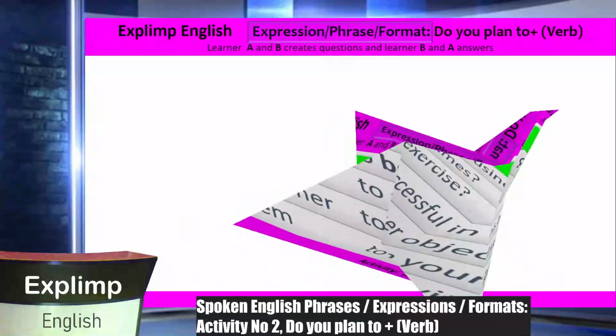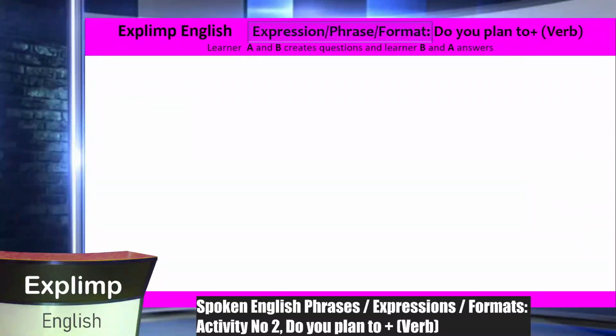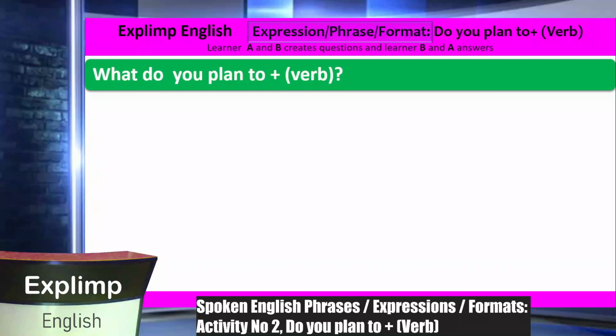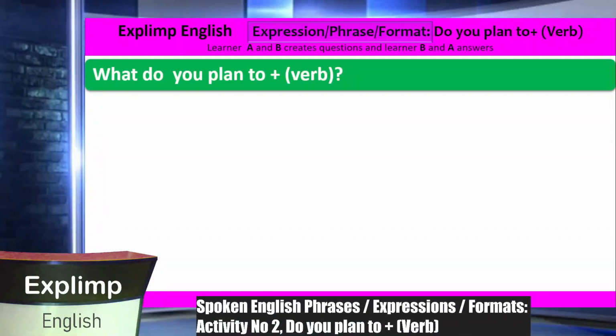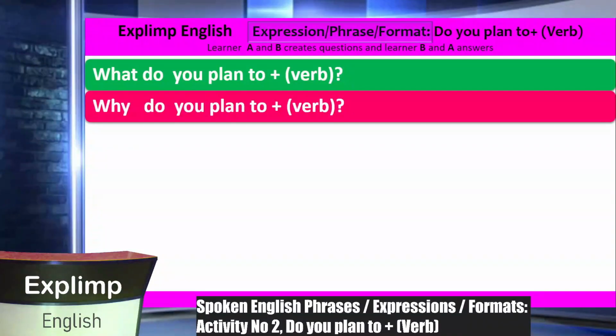The next one is, I hope you have answered all these questions, or if you couldn't answer, it's okay, no problem. The next one is the WH question. The first one is what. What do you plan to do, or to plus verb. And when there is a WH question, then there are two other questions. The first one is why do you plan to do? Like for example, if you want to do something, then what is the reason why you do that, right?